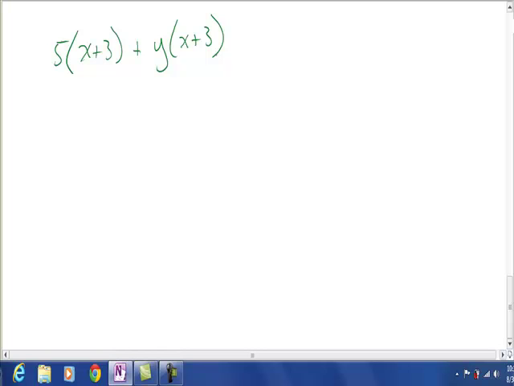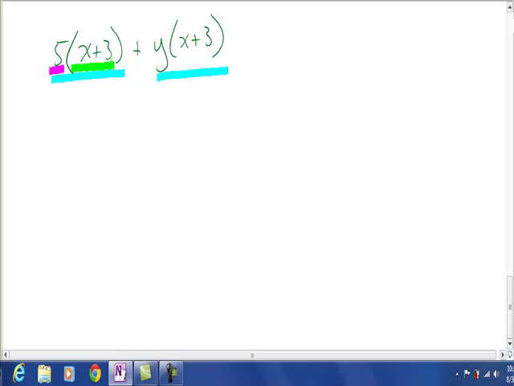Well, keep in mind what's going on here. We have 2 terms here. We have one term, 5 times x plus 3, and another term, y times x plus 3. Each of those terms has 2 factors. One factor is this 5, and another factor is x plus 3. Now you're thinking, well, x plus 3, but there's a plus sign there. That looks like more than one thing, more than one factor. But keep in mind, it's in parentheses.